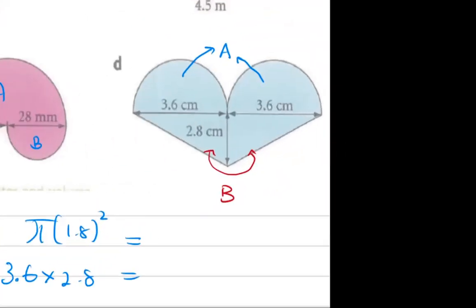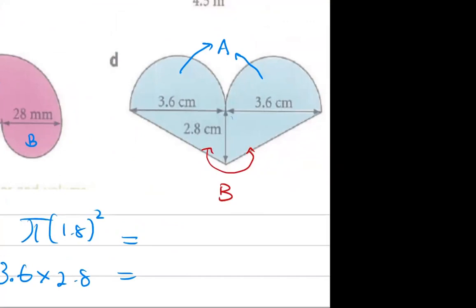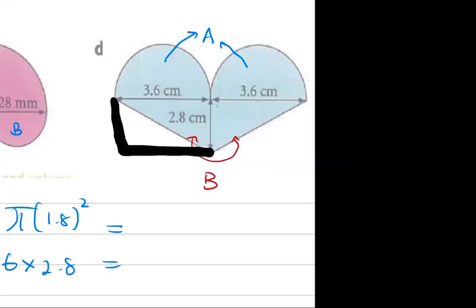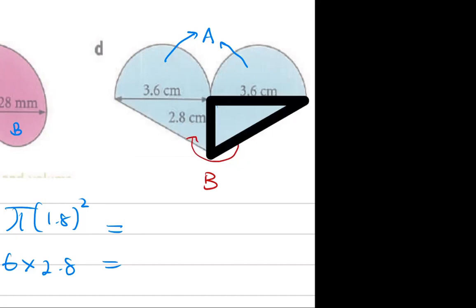If you don't believe me, I'll just copy the triangle out and show it to you. So if I take this triangle here, and I just put it to the other side, it looks like this. So it makes a rectangle. So that's what I mean.